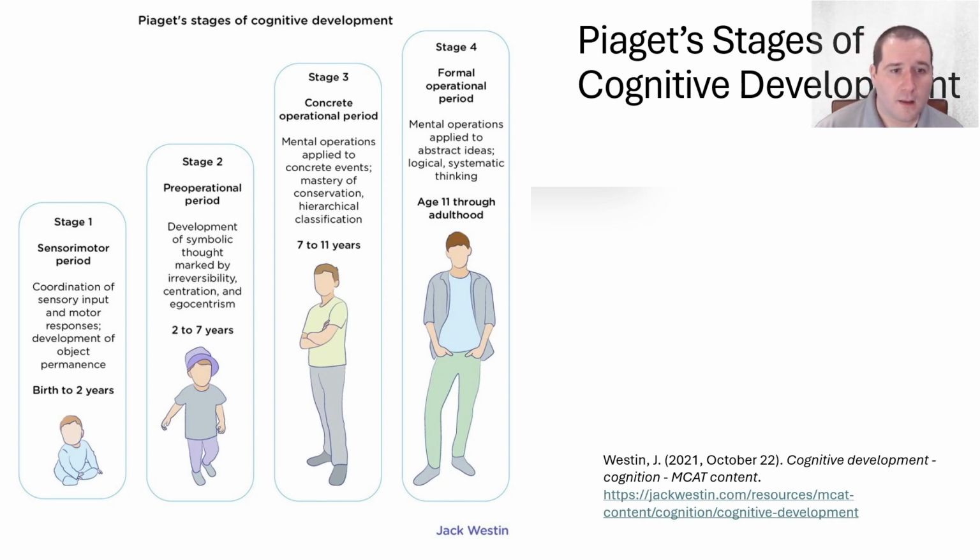In the concrete operational period from 7 to 11 years. Okay, now we're applying mental operations to concrete events. Okay, we understand that mass and water is conserved to some extent. We're ready for those ideas. And in stage 4, okay, now we're ready for abstract ideas. We're ready for logic. We're ready for systematic thinking. Okay, and these are the 4 stages that we need to progress through cognitively to reach adulthood, was Piaget's stance.